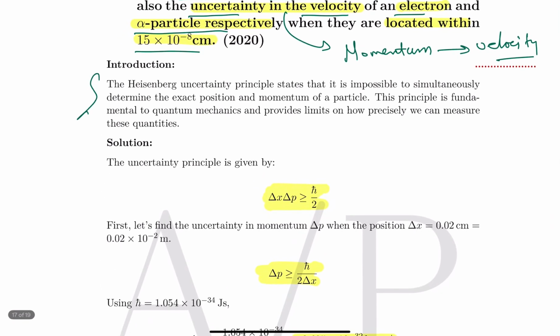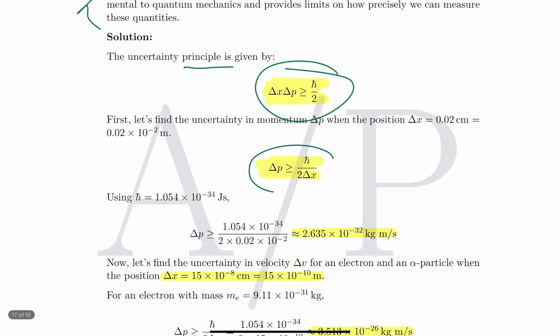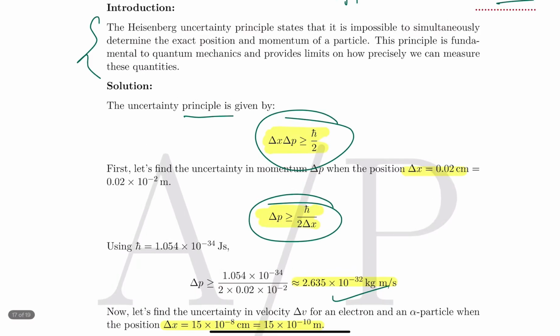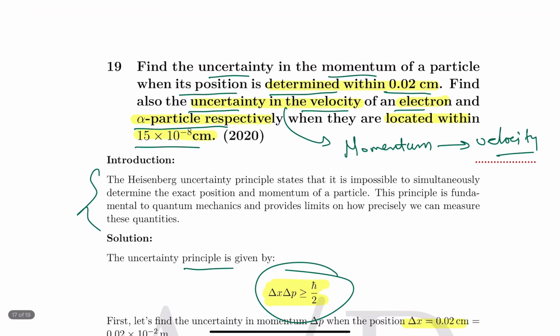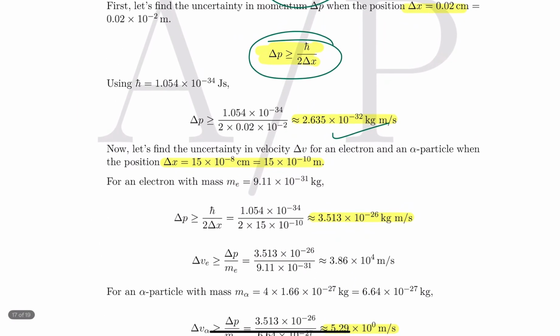So again, you are going to write the same introduction in your own language. Obviously, don't copy paste it, just improvise it. And the uncertainty principle is given by delta x delta p greater than or equal to h bar by 2. We know it pretty well. Write it in terms of the momentum, then find the momentum by substituting the value, because you have the delta x given directly in the question itself, that it has to be determined within 0.02 centimeter. So this is what we have taken as delta x. Okay, so this is the momentum.